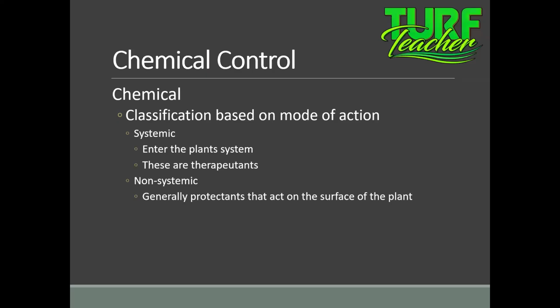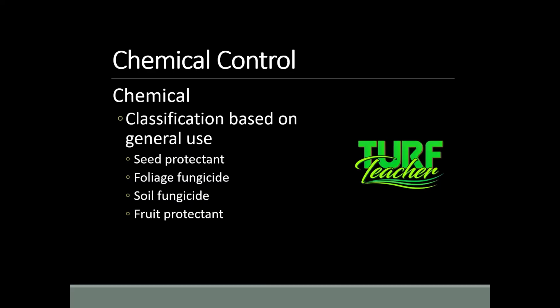With chemicals, classification is based on mode of action. Systemic enters the plant system. These are your therapeutics. Your non-systemic, generally your protectants, act only on the surface of the plant. Classification based on general use: we've got seed protectant, like we were talking about for turf grass, to help with some of those turf grass insects in the soil. Foliage fungicide, soil fungicide, and then a fruit protectant. These are the fungicides that we're going to be using in the landscape.